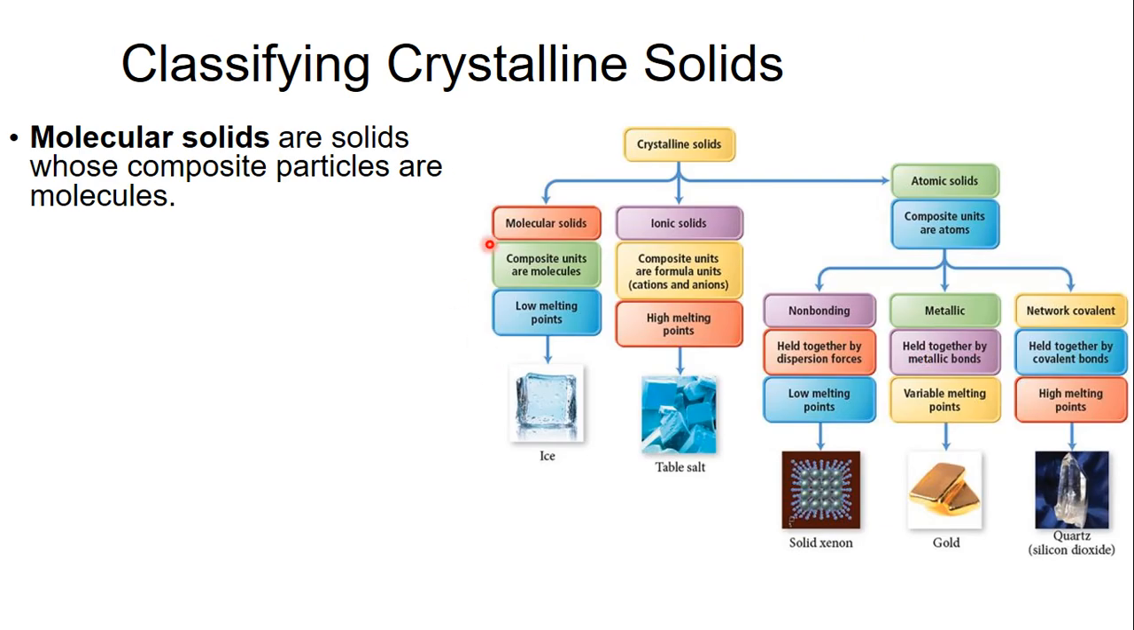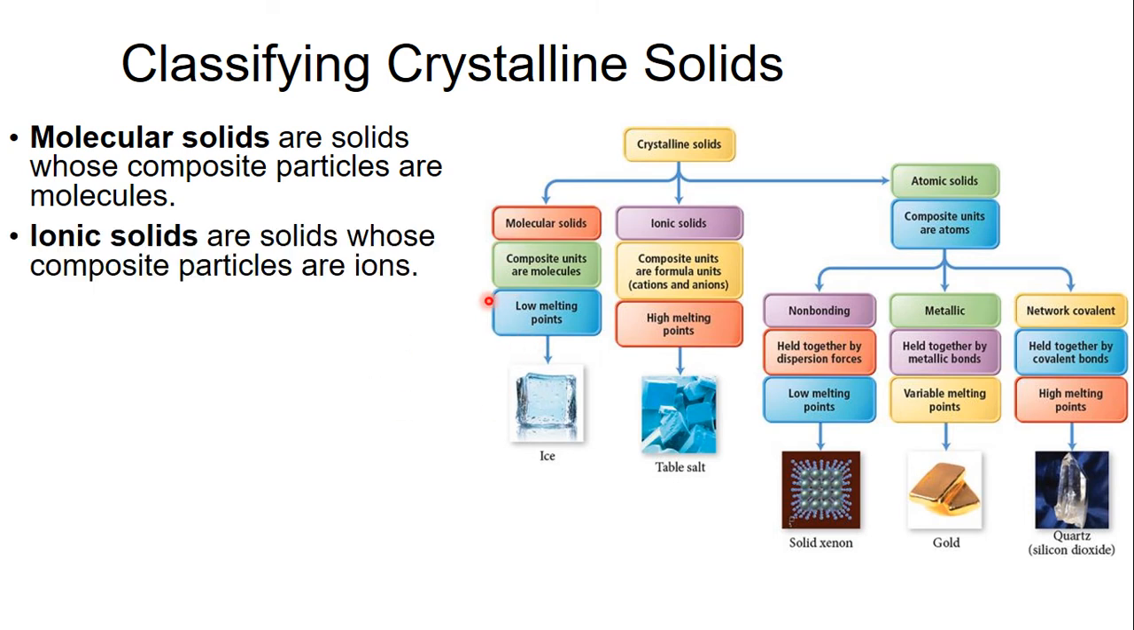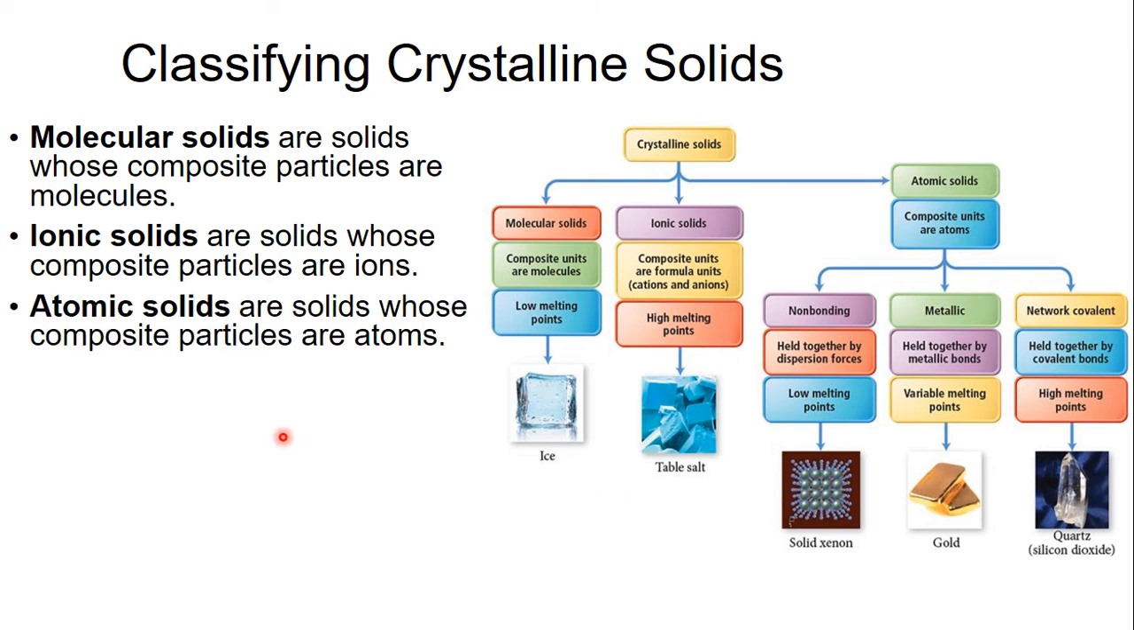So here we have a chart of all the types of solids that you can have, and we're just going to go through this chart one by one. So we start with molecular solids, where your particles are molecules held together by non-covalent interactions. Therefore, you have low melting points like in ice. Then you have ionic solids, which are made out of ions, cations and anions, held together by electrostatic forces, so you have very high melting points like in salt.